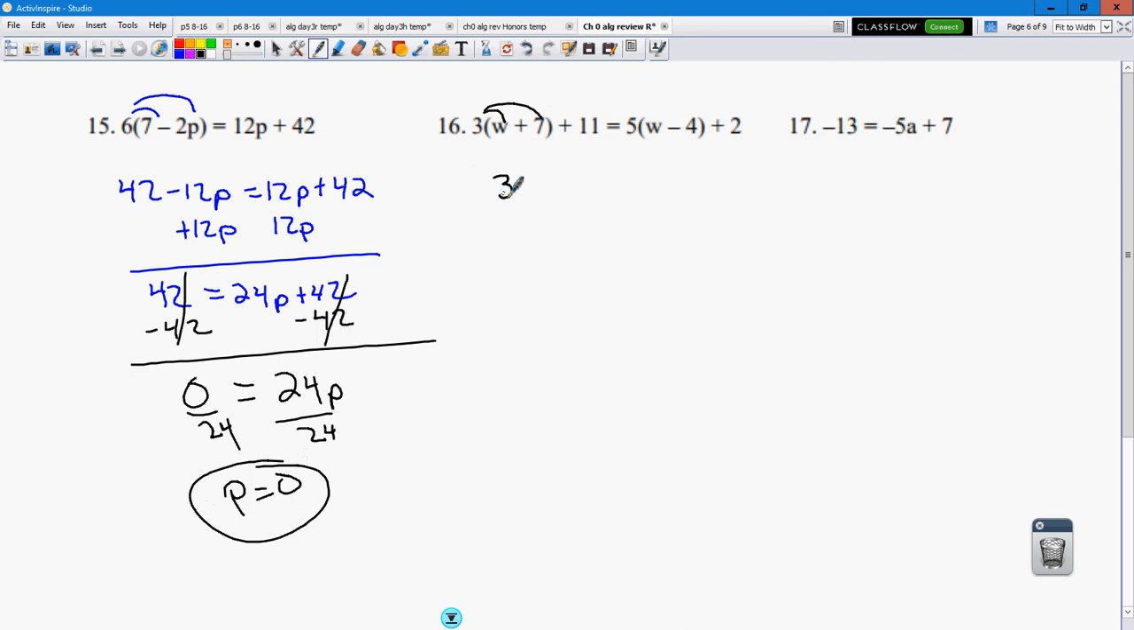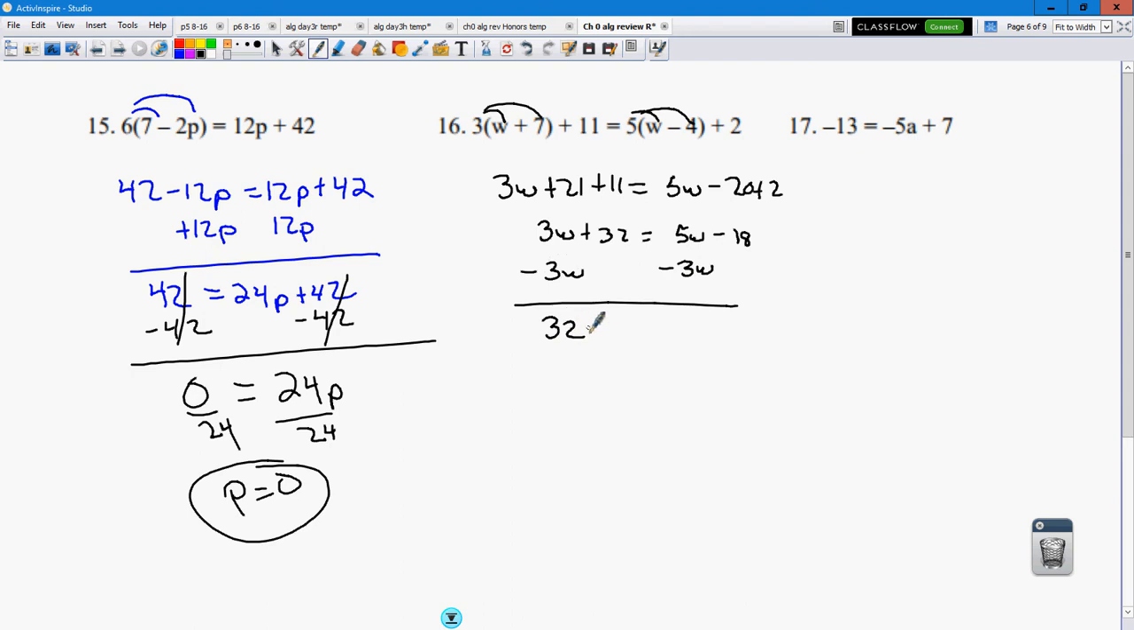Distributing, 3 times w, 3w, 3 times 7, 21, plus 11. 5 times w, 5w, 5 times a negative 4, negative 20, plus 2. Combining like terms, 3w plus 32 equals 5w minus 18. Subtracting 3w from both sides, I now have 32 is equal to 2w minus 18. Adding 18 to both sides, I have 50 equals 2w. So when I divide by 2, I get w is equal to 25.